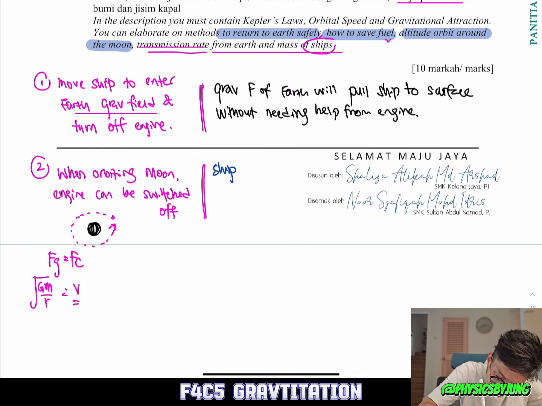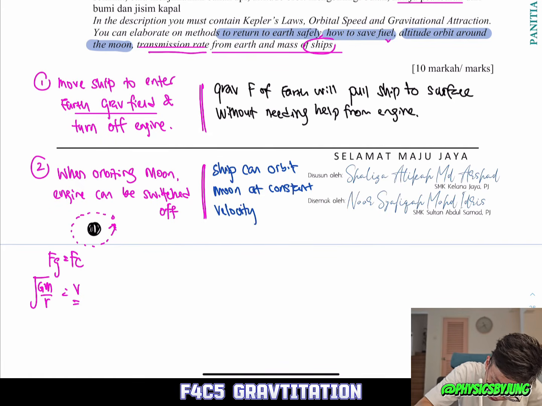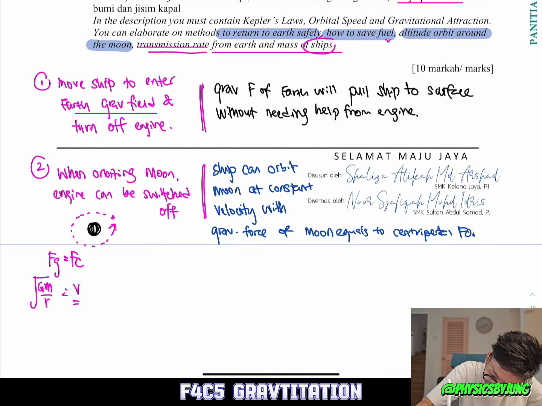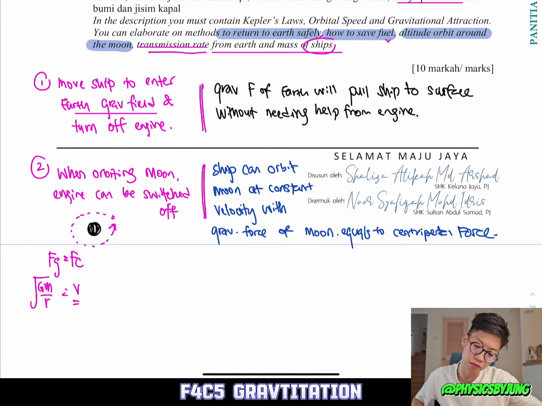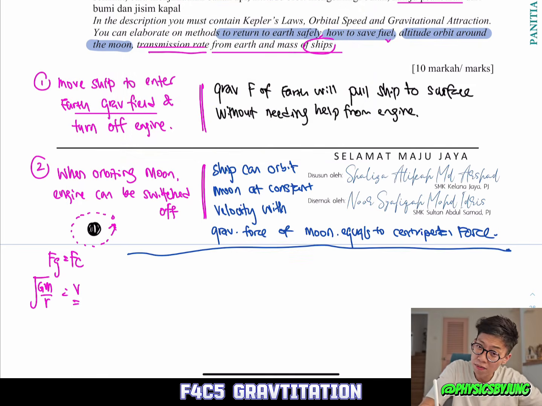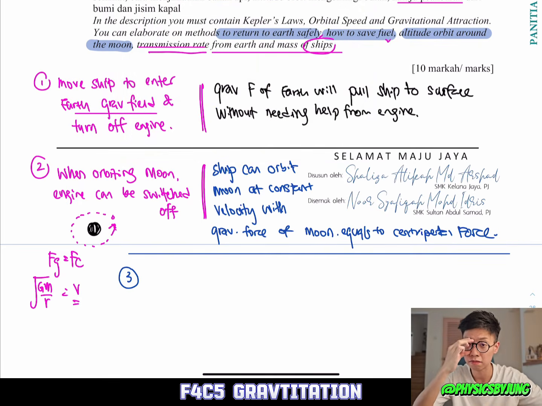the ship can orbit the moon at constant velocity with the gravitational force of the moon equal to the centripetal force. Basically, your gravitational force of the moon is equal to the centripetal force of the rocket. With constant velocity, it will just maintain in the same orbit, so you can say at constant height. Obviously, this question can be quite tricky.